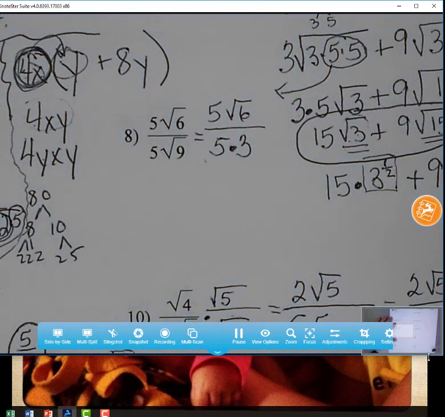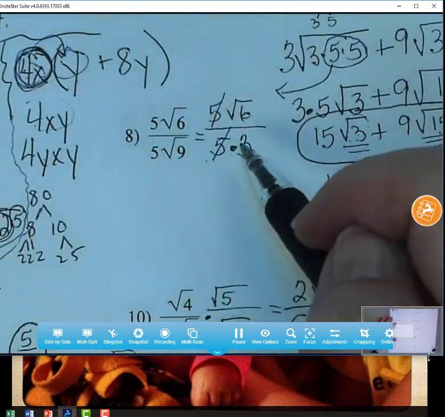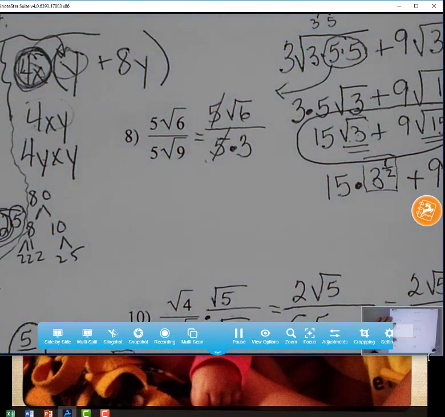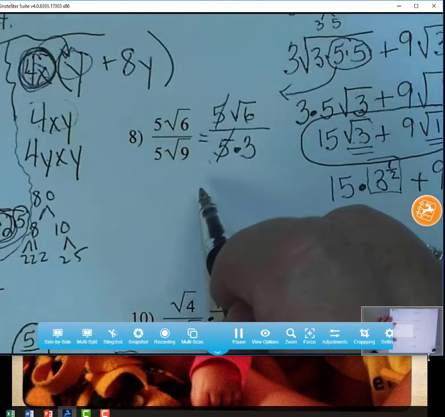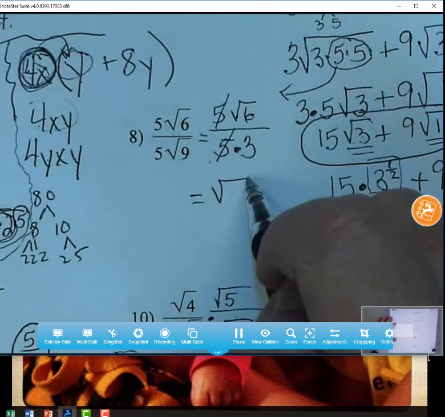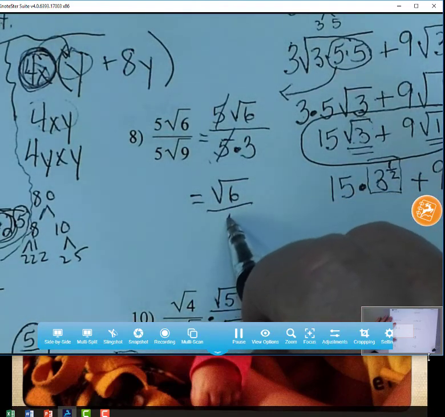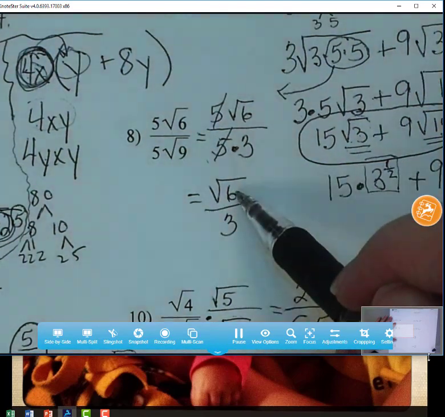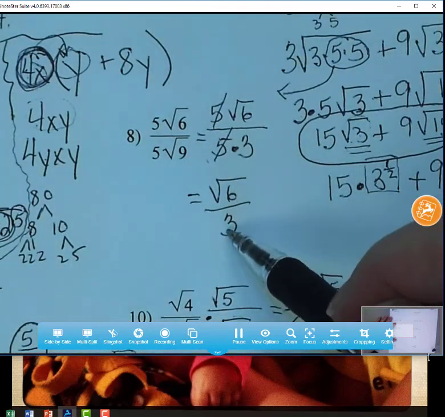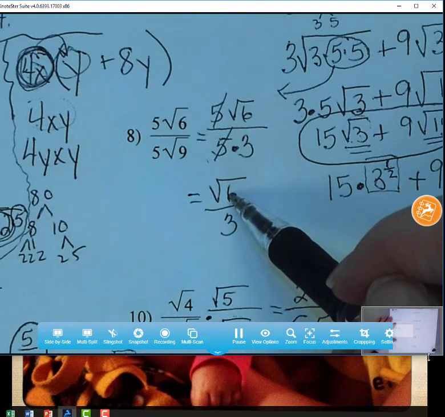And is there anything I can further simplify? Not the 6. The 5. I can simplify the 5s. So then that gives me the square root of 6 over 3. You cannot break this down further. Because what did I say?